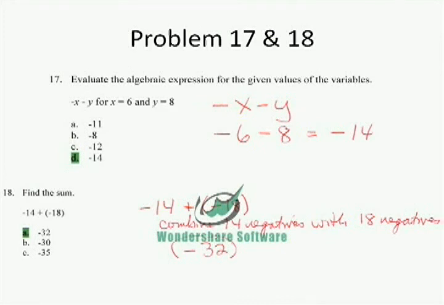You borrow $6 from me, and then you borrow 8 more. Now you're going to owe me $14. So this is going to be negative 14.